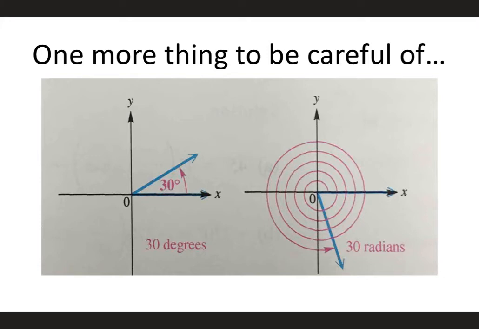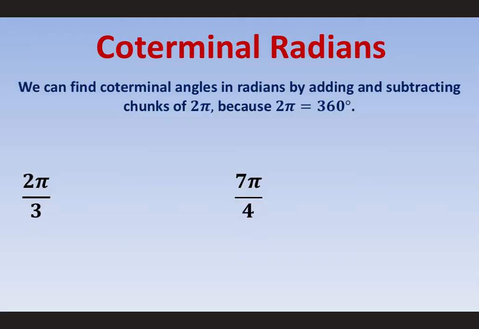A 30 radian angle looks a lot different. Remember, 1 radian is about 1/6 of a circle. So if you do 30 radians, that means you're wrapping around like 5 times to get to this location. So be very careful. If you want degrees, make sure you put the degree symbol. If you were to just write 30, we're going to assume you mean radians, which is a much different angle.